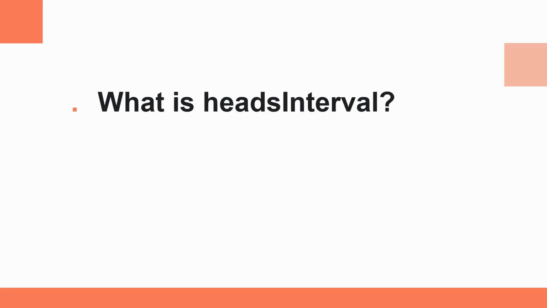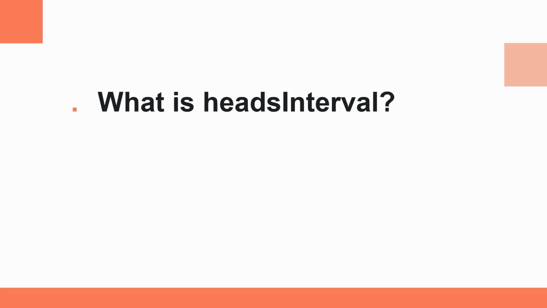Okay, so what is the heads interval? You were correct on this. The heads interval by default is 5 days. So let's say you have a password policy of 90 days, and in 90 days your password will expire. This heads interval is there in every platform, and you can also change it. You can make it 1 or 2 or any number of days you want. By default, it's 5 days.